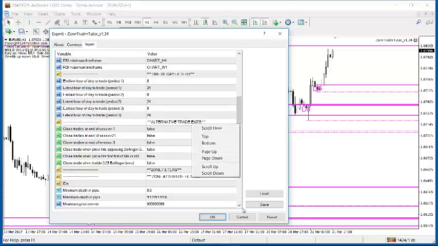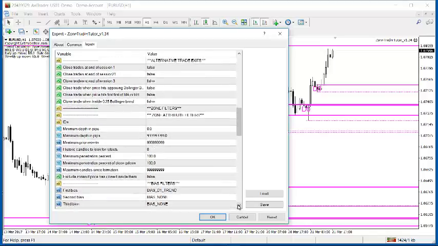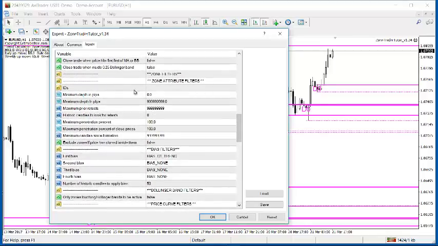Scrolling down a little bit more, we've got some of the more static filters, such as the depth of a zone. You may not want to trade a very large zone because the risk is too high, so you can set a maximum depth, let's say, of 60 pips.